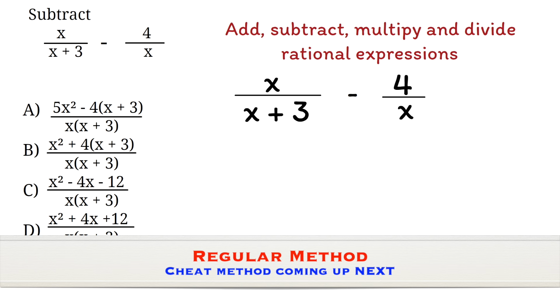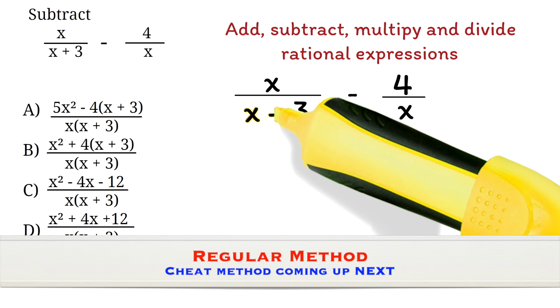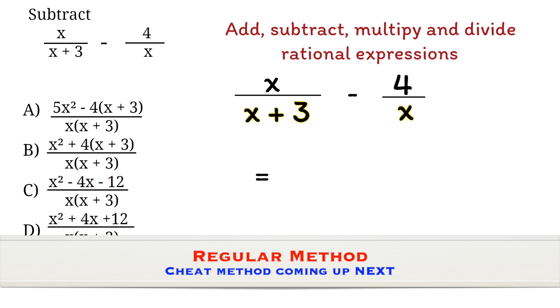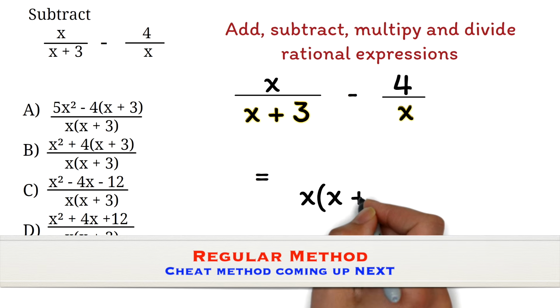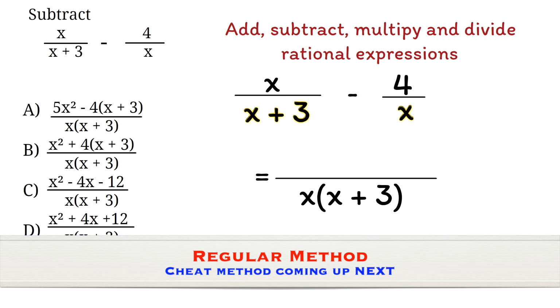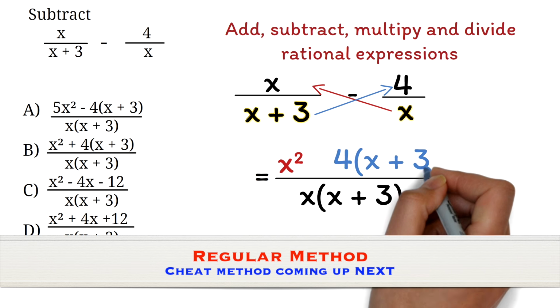To find that, we multiply the denominators. We do x plus 3 times x. This gives us x times x plus 3. Now let's do the cross-multiplying step to rewrite both fractions with the common denominator. We multiply. X times x is x squared. X plus 3 times 4 is 4 times x plus 3.